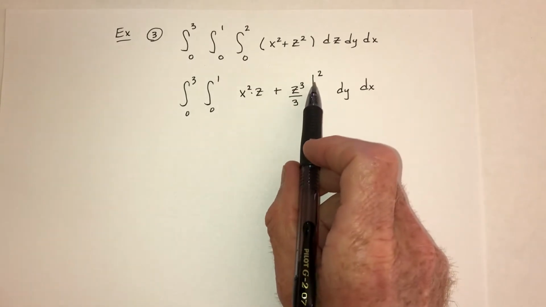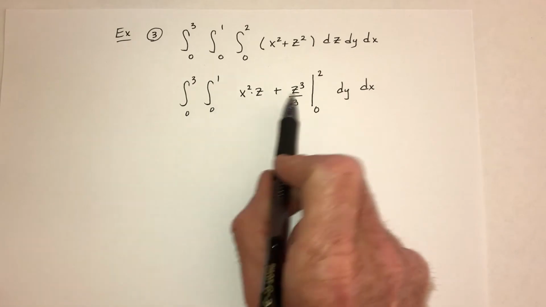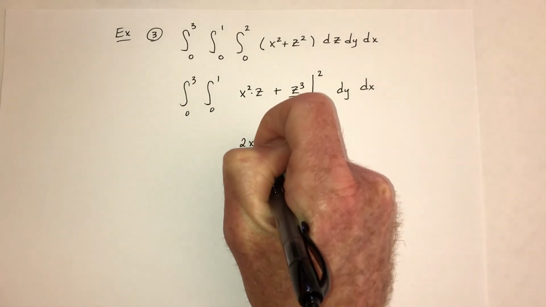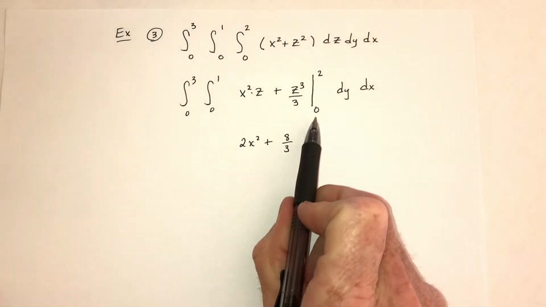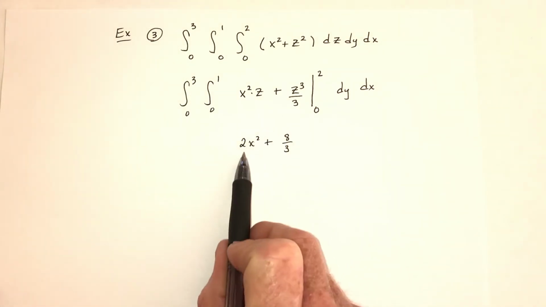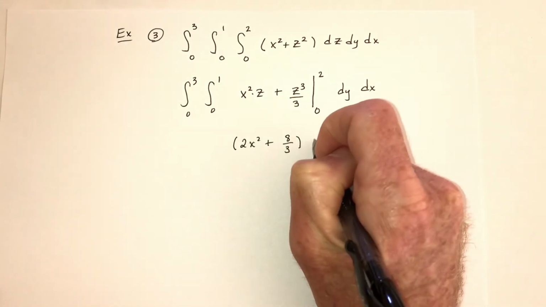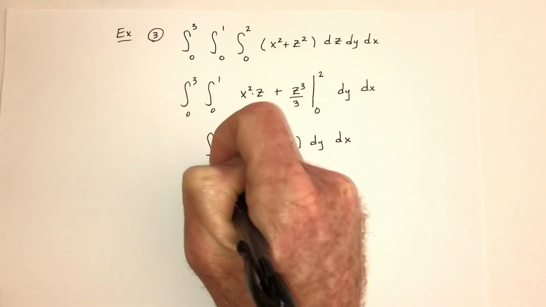All right, so first of all, substitute the 2. So this will be 2x squared, and this will be 8/3. So you've got 2x squared plus 8/3. And when you substitute the 0, that's going to be 0, and that's going to be 0. So this is all that remains. And then integrate with respect to y, and last integrate with respect to x.